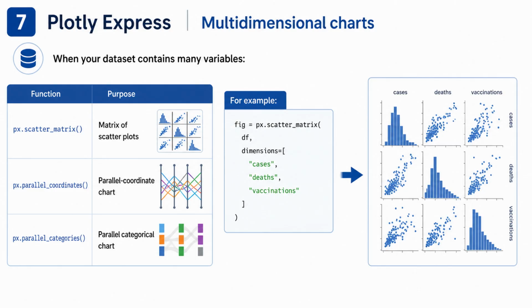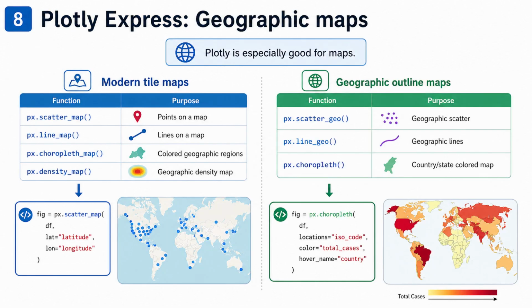Sometimes a dataset contains more variables than we can easily show on 2 axes. Plotly provides multidimensional charts such as scatter matrices and parallel coordinate plots. These tools help us compare several variables at once and discover relationships that may not be obvious in a single chart.